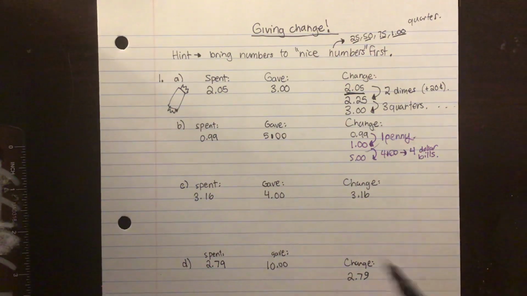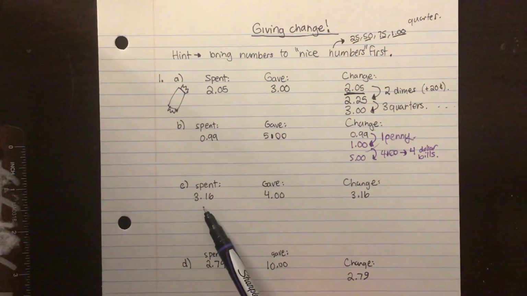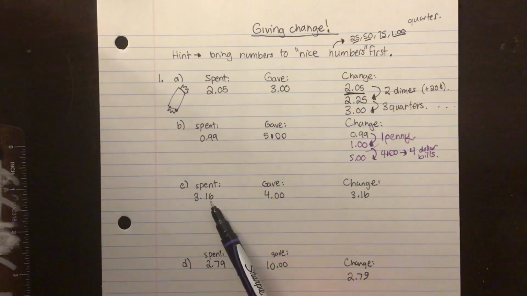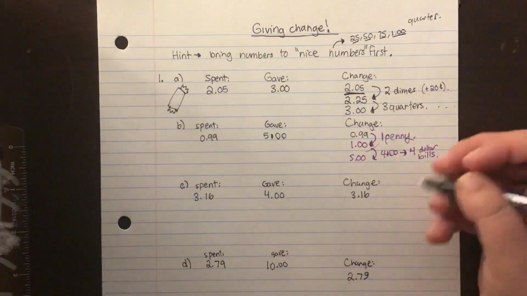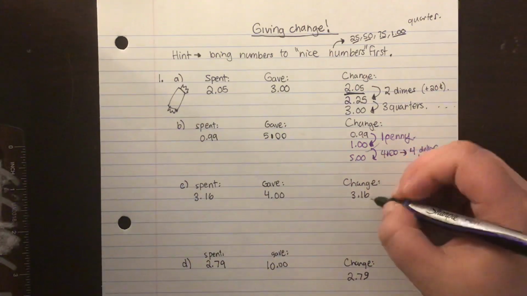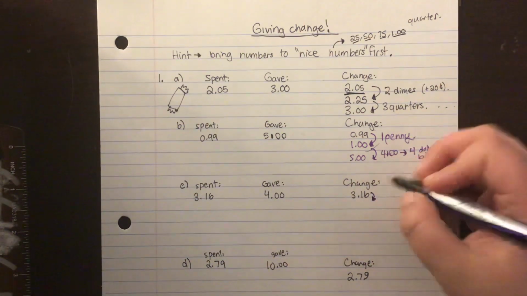Okay, let's keep going. Next, we want to buy something that's $3.16, and we gave $4. So to get our change back, we want to get it to a nice number. So first of all, let's get it to a number ending in 0.